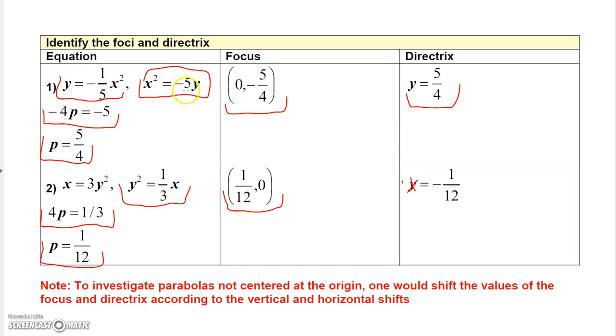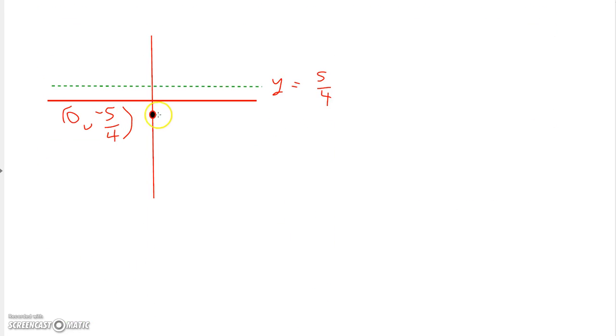So now, if you were to graph this one, your focus would be here at the point 0, negative 5/4, and your directrix would be this horizontal line y equals 5/4. And so when you graphed it, I can't do it perfectly, but it would look something like this. Okay, and so it would open down. And so that's basically what the graph of that one would look like.